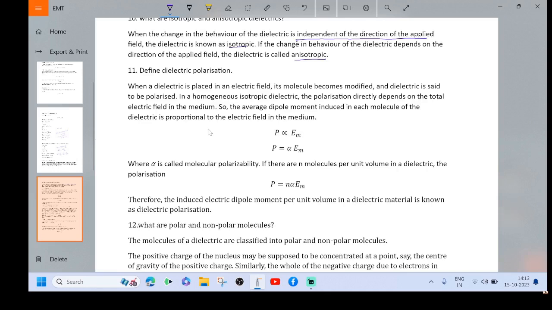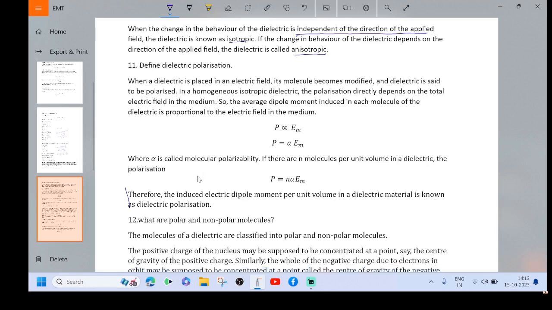If there are n molecules per unit volume in a dielectric, the polarization P equals n alpha E_m. Therefore, the induced electric dipole moment per unit volume in a dielectric material is known as dielectric polarization. This is the actual definition.